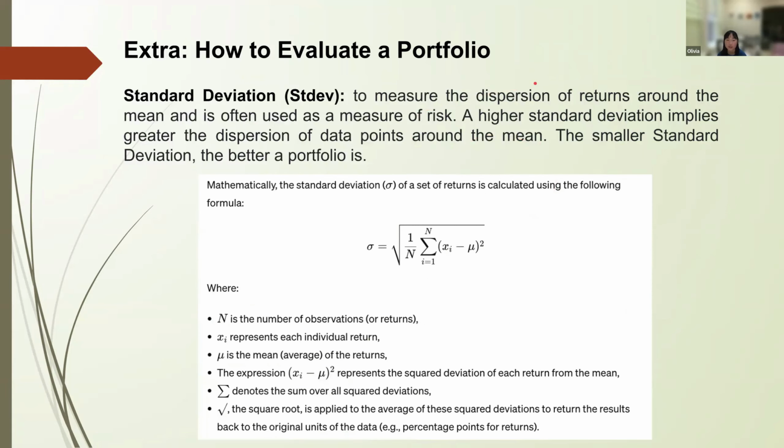Next is the standard deviation. This measures the dispersion of returns around the mean, and is often used as a measure of risk. A higher standard deviation implies greater dispersion of data points around the mean. Basically, it measures the risk and the variations of a portfolio. Obviously, the smaller the standard deviation, the better the portfolio is. Here is another formula for the standard deviation, and no, I will not ask you to calculate this right now.